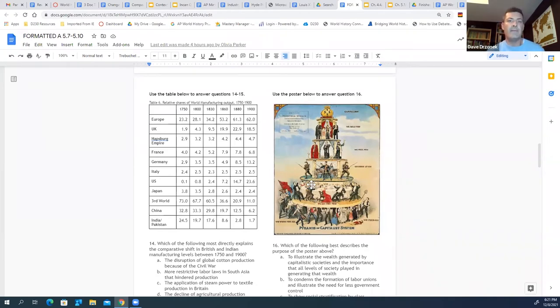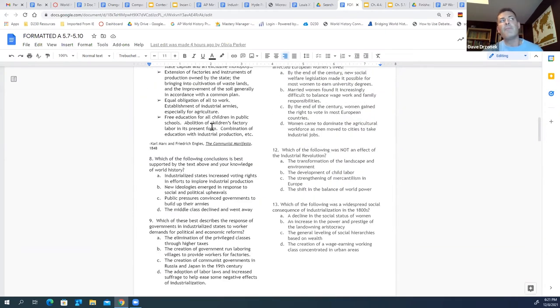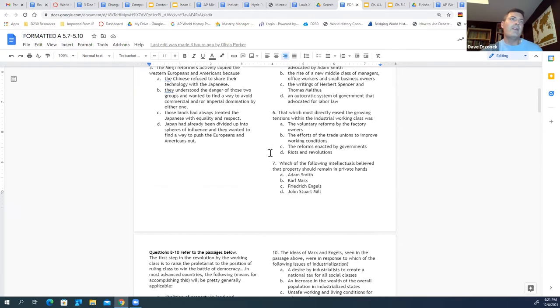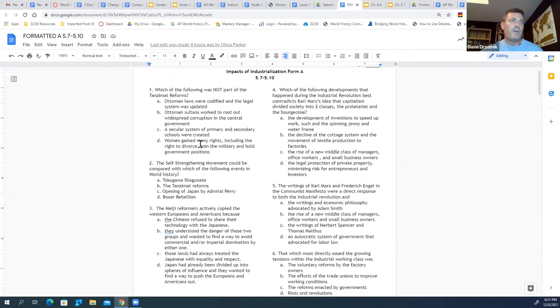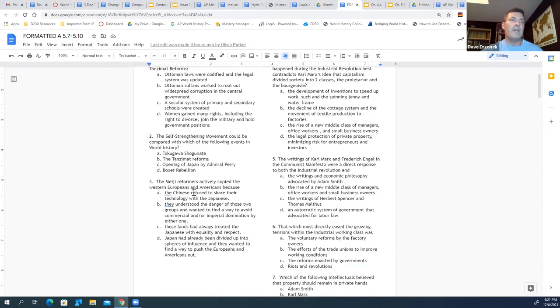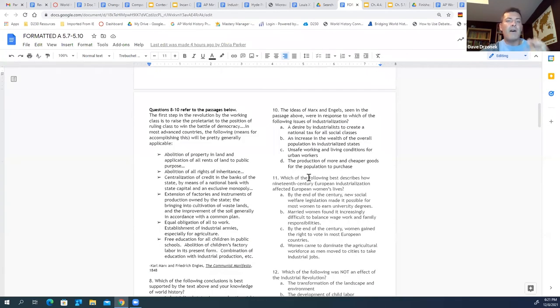We will put reading questions in. So, we are already on 5.7 to 5.10, and that's going to be our last chapter for this semester. And then we're going to start with unit 6 when we come back in January. But we have reading questions worked in here. So there's several reading questions on the Tanzimat reforms on this one, the self-strengthening movement, the Meiji restoration or reformation. We got some questions about Karl Marx and Friedrich Engels. And then we always put in a total of about, I would say, about 8 to 9 stimulus questions.